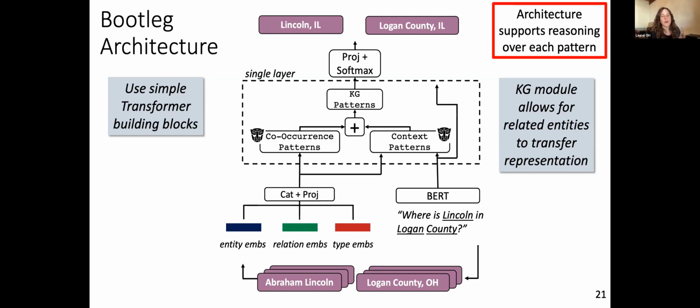And so this is our neural model. Again, it allows us to reason over all patterns, and again, it has this little special KG module twist, which allows us to take further advantage of the knowledge graph relationships.